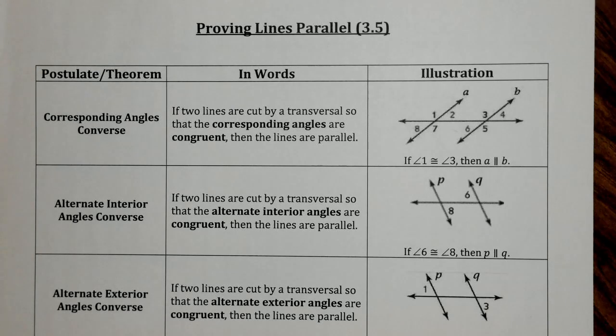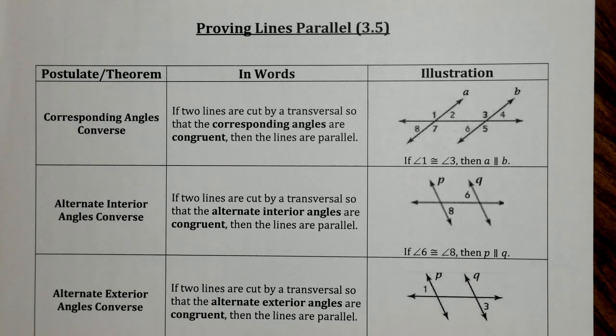This should be a pretty quick, simple video here. We're going to talk about proving lines parallel. When we talked about our corresponding, alternate interior, alternate exterior, same side interior, same side exterior angles with parallel lines and a transversal, we were given the conditional if-then statement, somewhat like: if two lines are parallel, then corresponding angles are congruent.